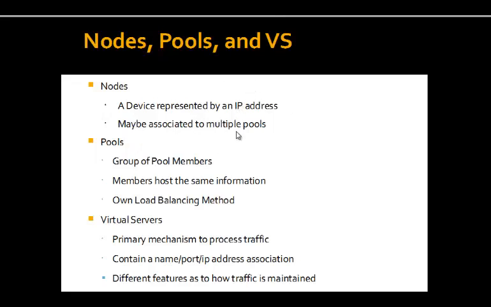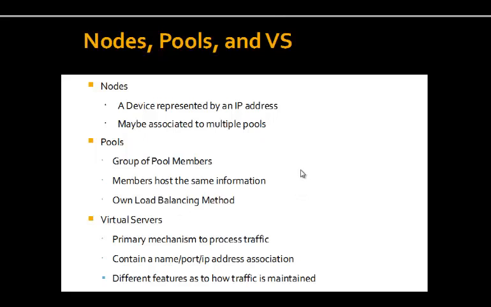So when you take a look at pools, you can have server A associated to pool A, which is HTTP. You can have server A associated to pool B, which is tied into port 443, HTTPS. So again, what is a pool? A pool is a group of pool members, a group of nodes, members that host the same information and have their own method of load balancing.